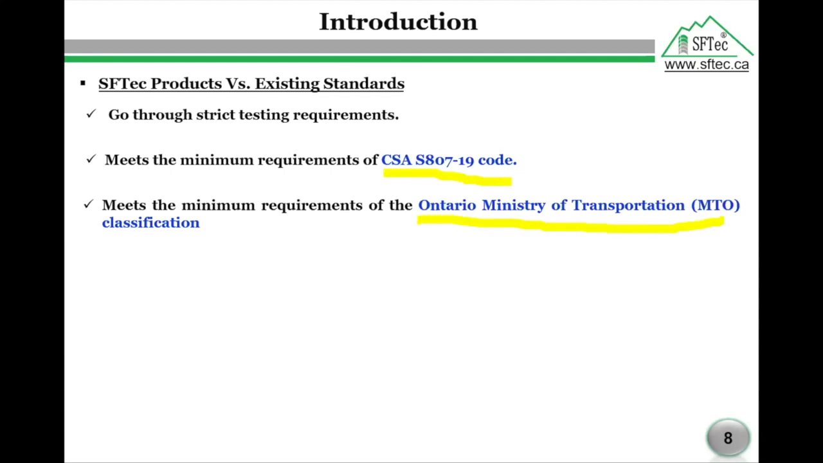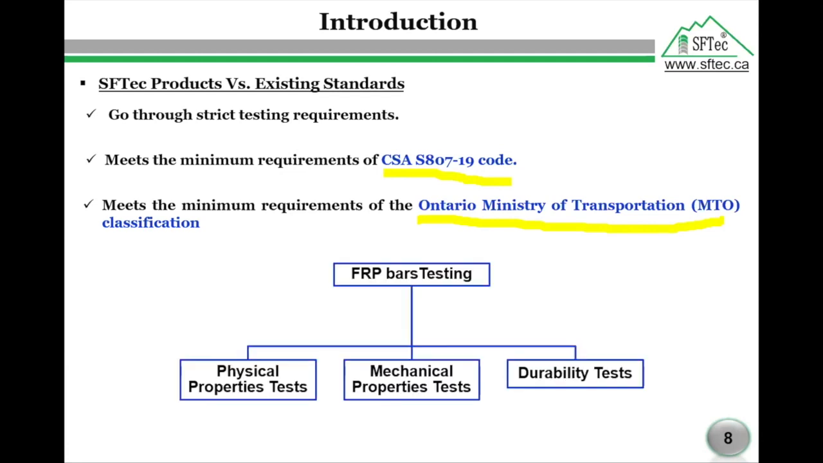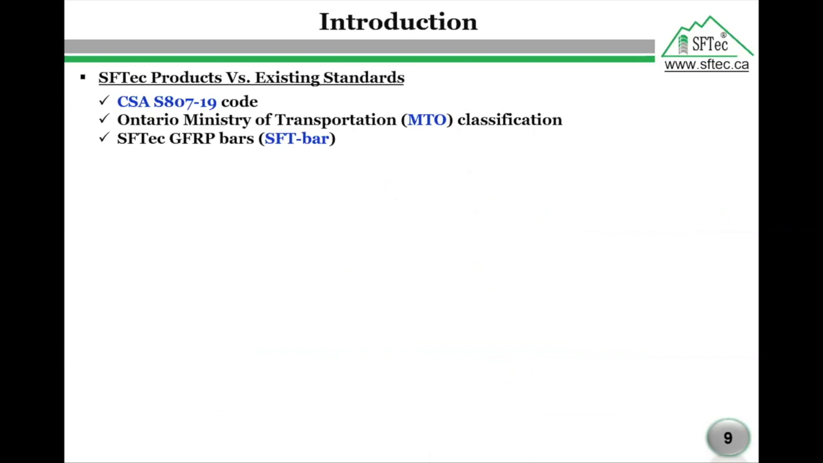The bars also satisfy the minimum requirement of the Ontario Ministry of Transportation classification to be considered for infrastructure work in Ontario province. The FRP bars testing are classified into three categories: physical properties test, mechanical properties test, and finally durability test. As an example, I will give you detailed information on mechanical properties requirement for the Canadian standard S807, the MTO classification versus SFT bar.